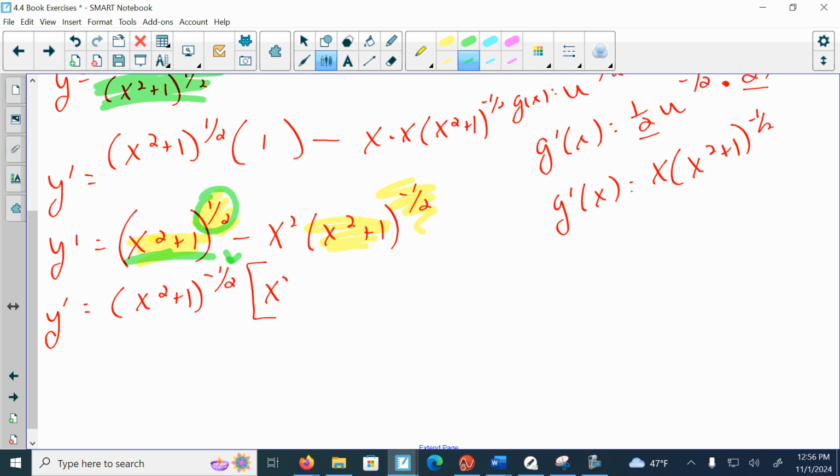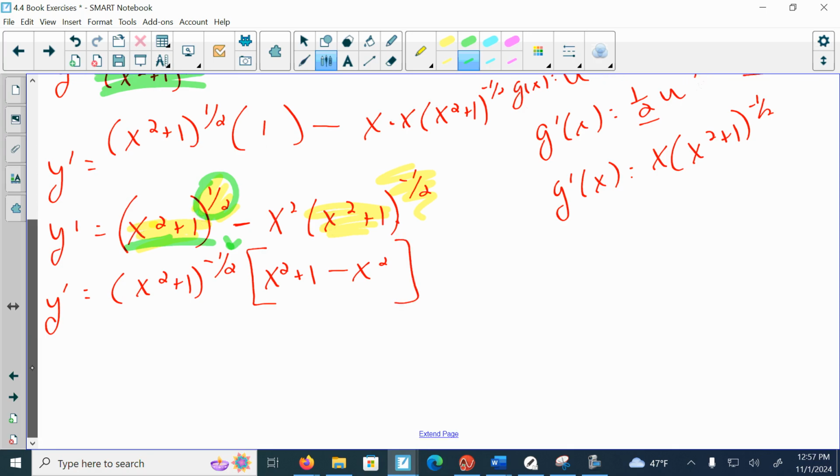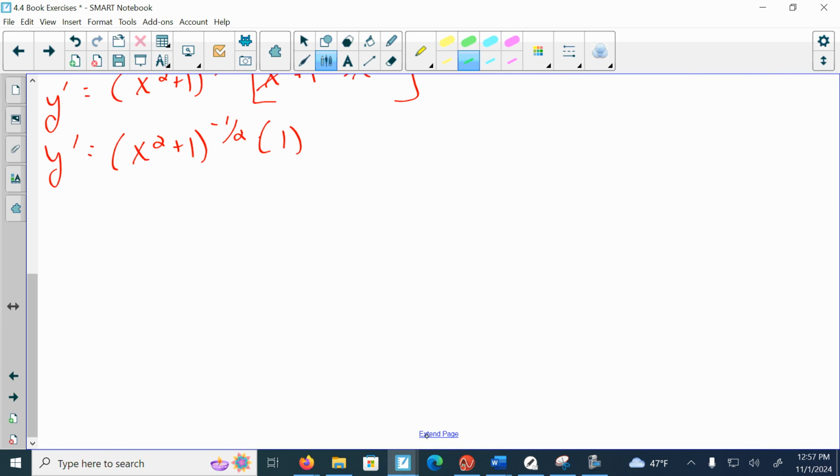Either way, I'm going to get x squared plus 1. Here's this minus sign, here's that minus sign. And then x squared is there. And then I've already factored this one out, so I don't need to write it again. So now when I go to write this, I'm going to have the quantity of x squared plus 1 to the negative 1/2 power, which means it needs to be moved to the denominator. These two will equal 0, and then this will be just times 1. So 1 is going to be my numerator, and then this x squared plus 1 to the 1/2 power will be my denominator, and that's the derivative.